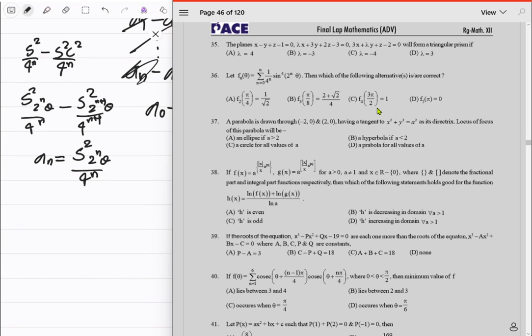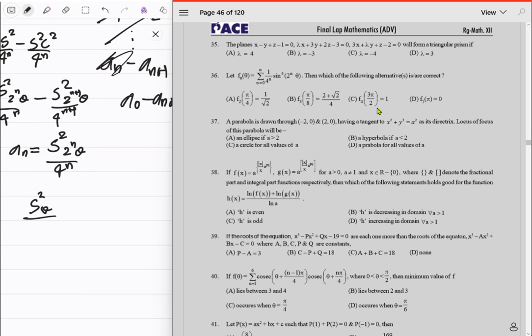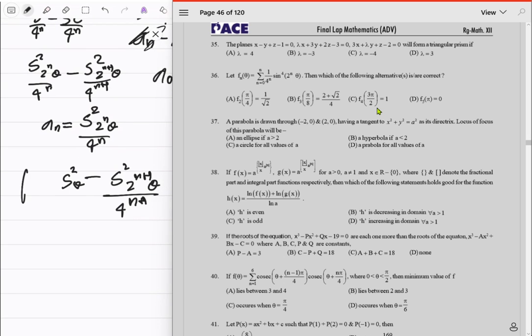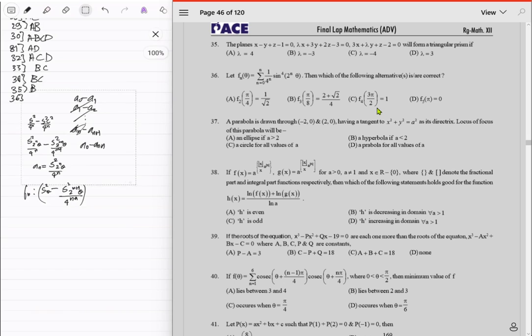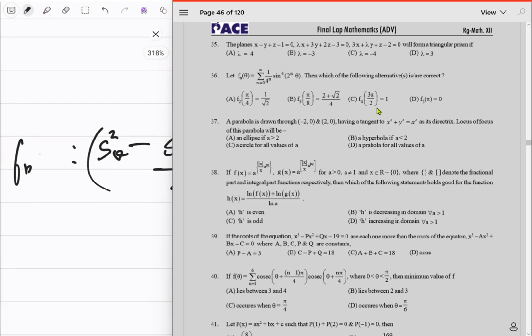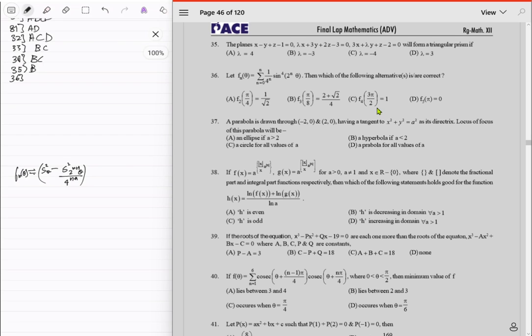What's a0 first of all? It's just sine square of 2 power 0 theta, so sine square theta upon nothing. Okay, that minus a_(n+1) is like sine square of 2 power n plus 1 theta upon 4 power n plus 1. That's what f_n is, of theta, of course. So what do we need, anyway? So this is f_n of theta. Okay, it's equal to this thing. Sine square theta minus sine square 2 power n plus 1.